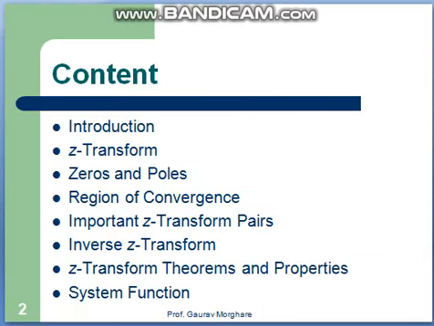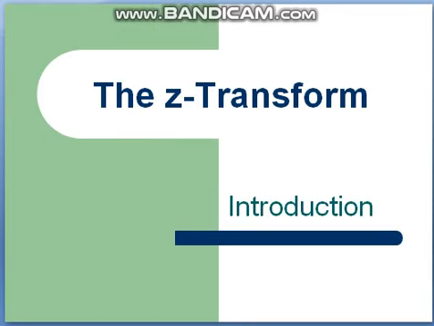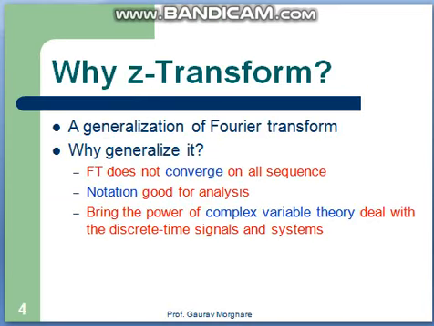Our lecture will have the following parameters: the introduction, Z transform, zeros and poles in the first lecture. In the second lecture we'll discuss the region of convergence and some important Z transform parameters, and in the third lecture we'll discuss the inverse Z transform, their theorems, and system function. So in today's lecture we'll start with the introduction about the Z transform.